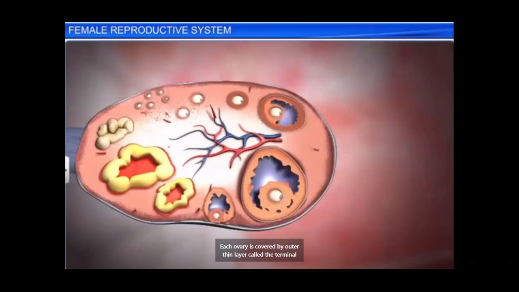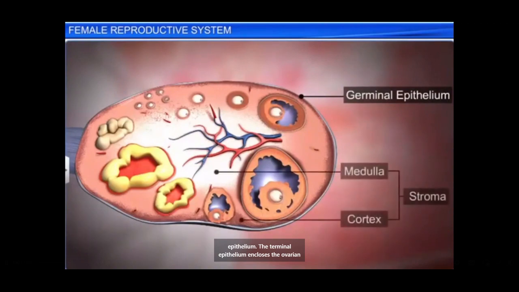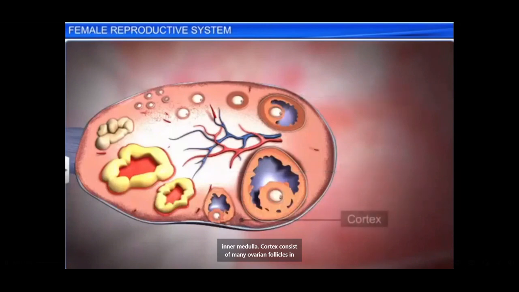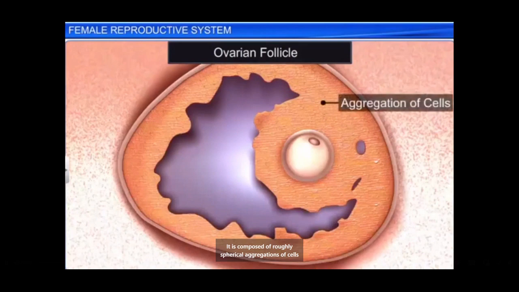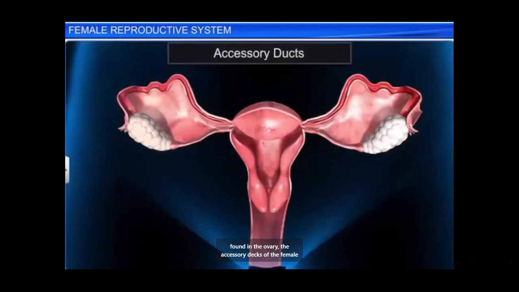Each ovary is covered by an outer thin layer called the germinal epithelium. The germinal epithelium encloses the ovarian stroma, which is further divided into the outer cortex and the inner medulla. The cortex consists of many ovarian follicles in different stages of development. The ovarian follicle is the basic unit of the female reproductive system. It is composed of roughly spherical aggregations of cells found in the ovary.